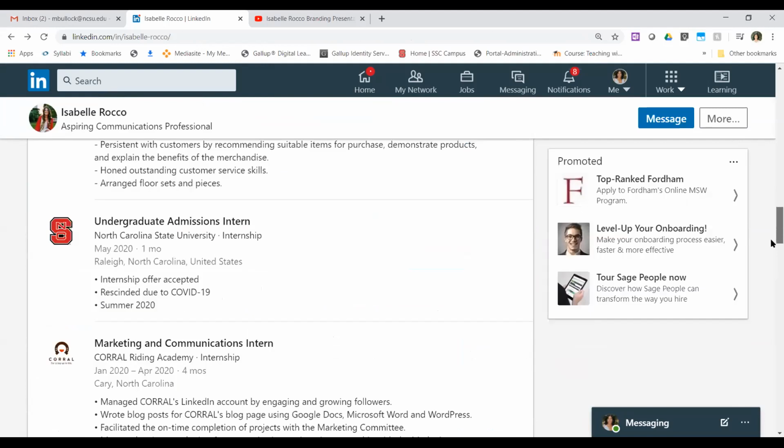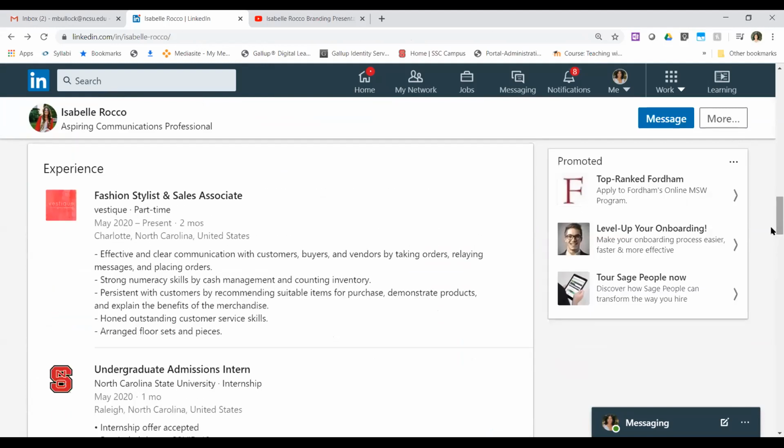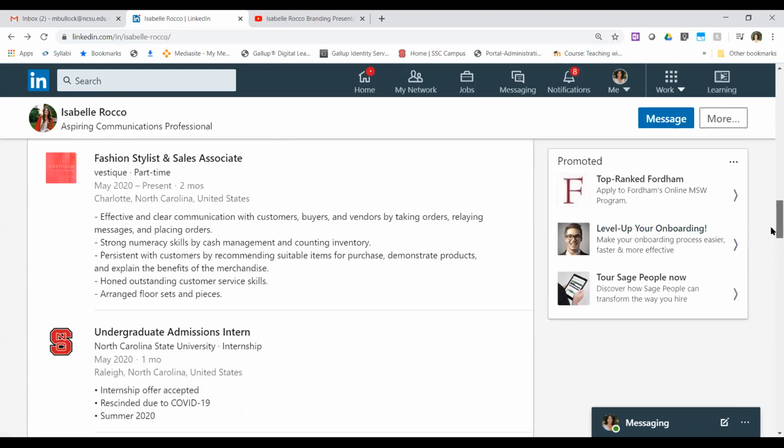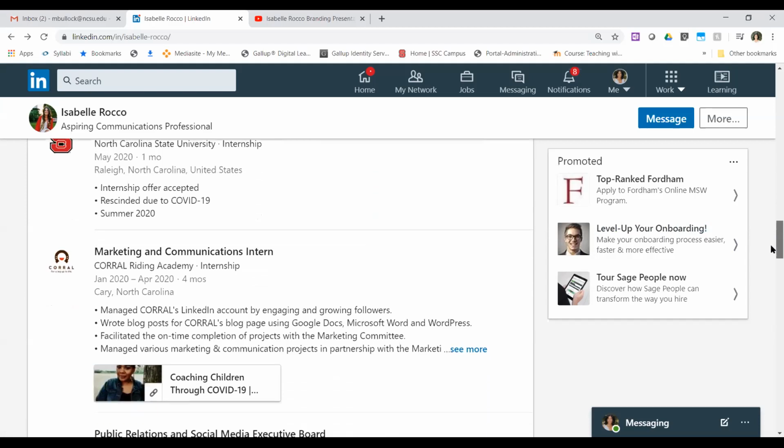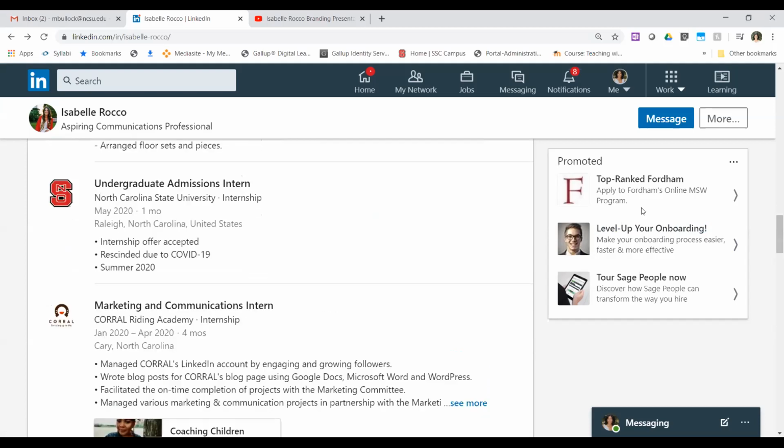So we've got the featured, now we're into the experience section. This is where we can use even a few more bullet points than we might have used in our resume because we were limited to one page. So these are wonderful action phrases that describe what she brings to the next role that she will be hoping to receive. Now, this is a good example of someone that had something lined up when they graduated, and then it was rescinded due to COVID-19.